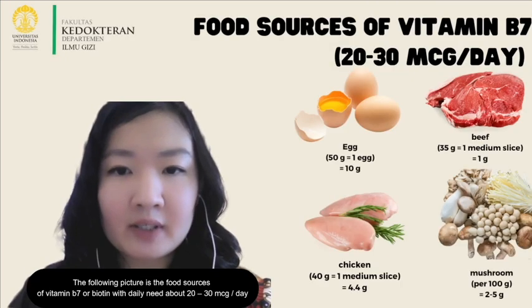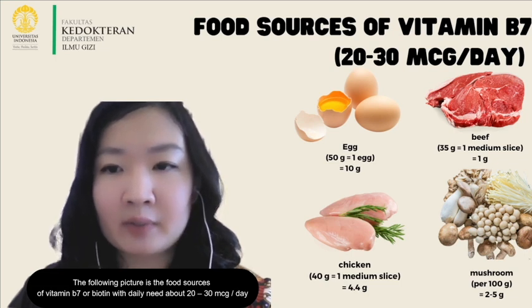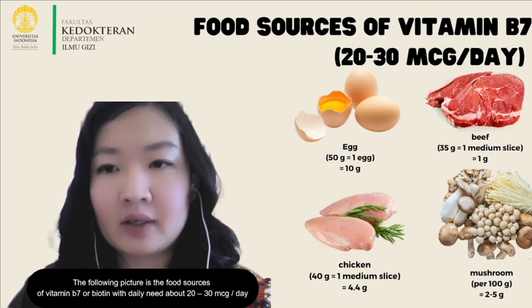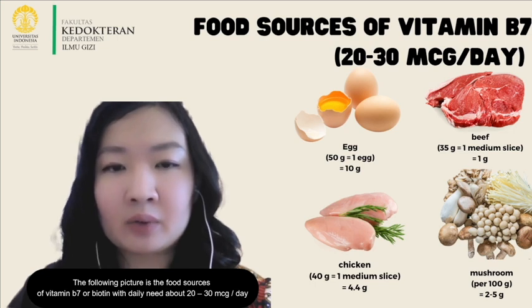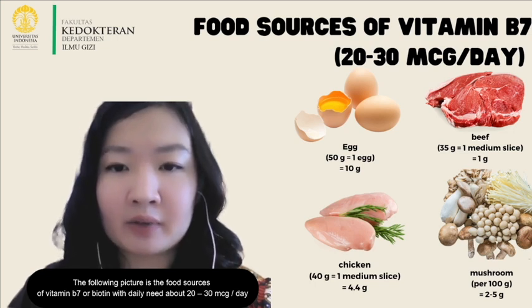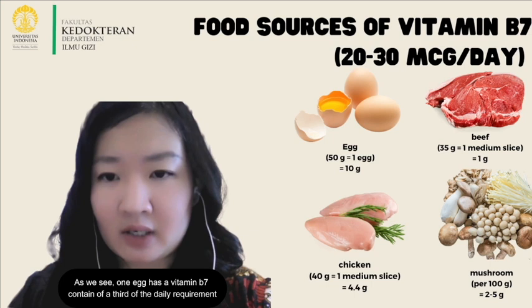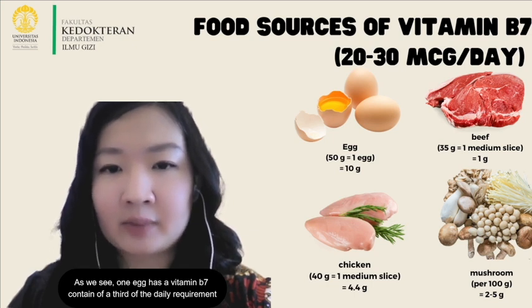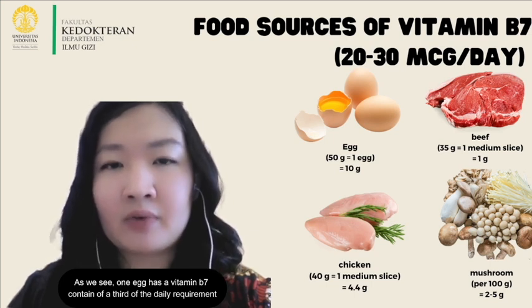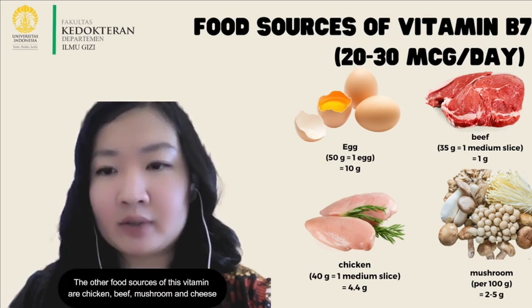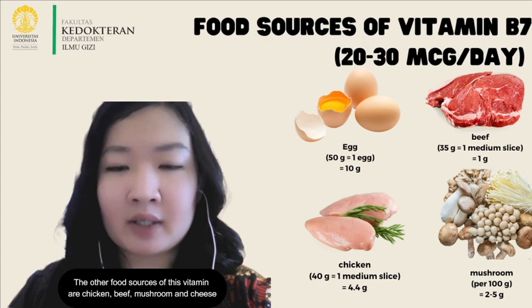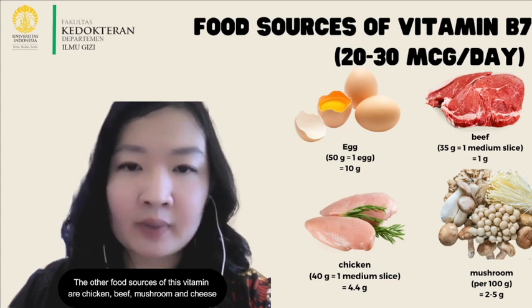The following picture is that food sources of vitamin B7 or biotin with daily needs about 20 until 30 microgram per day. As we see, one egg has a vitamin B7 content of a third of the daily requirement. The other food sources of this vitamin are chicken, beef, mushroom, and cheese.